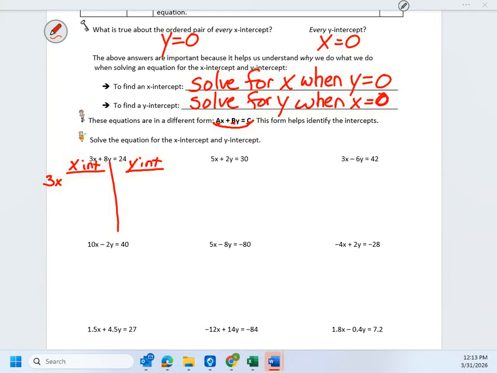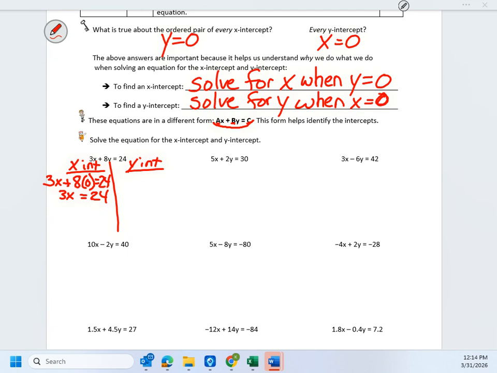Joe? If Y equals 0, it's 8y, and it'll be 8 times 0. Exactly. So we're going to put a 0 in for that Y. The only variable I have left now is the X. 8 times 0 is what? 0. So I'm going to rewrite that again now and say 3x. I don't have to say plus 0. 3x equals 24.